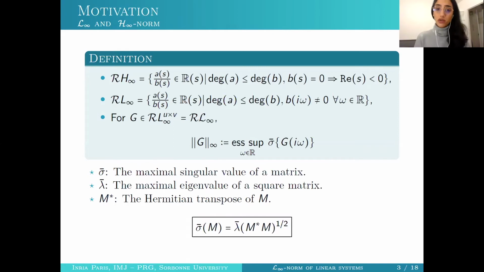Its L-infinity norm is the essential sup of sigma bar of G at i omega, where omega is in R. Here, sigma bar of M denotes the maximal singular value of this matrix M, which is the square root of the maximal eigenvalue of the Hermitian transpose of M multiplied by M.